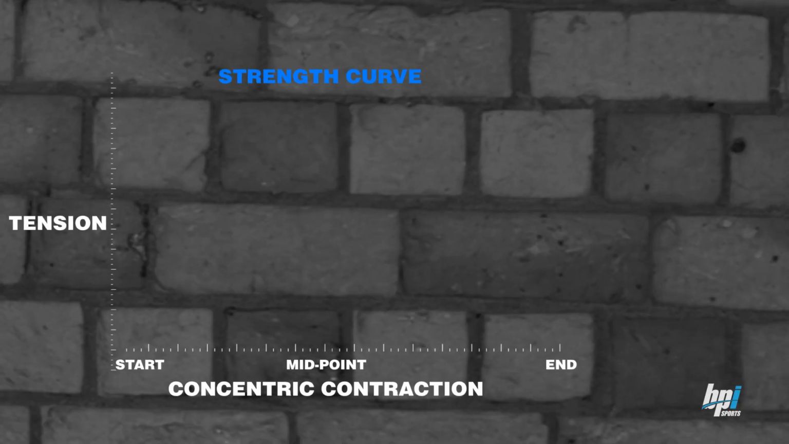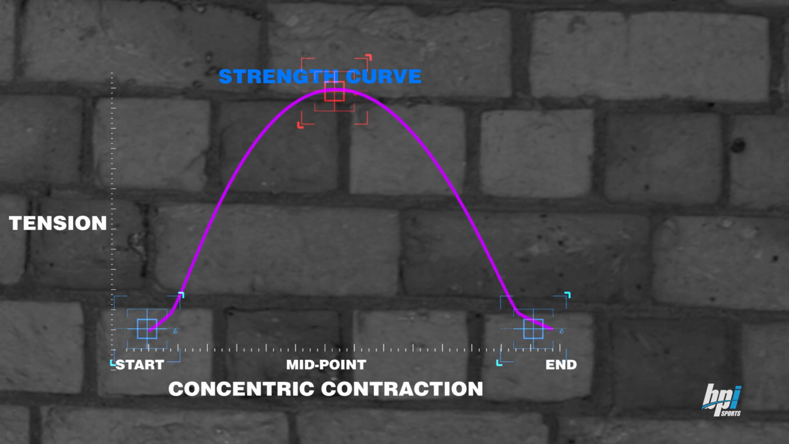So, let's get to know them all. You've already met the strength curve known as the bell curve, where it's easier at the start and the end of the contraction, and hardest with the most amount of mechanical tension at the midpoint.